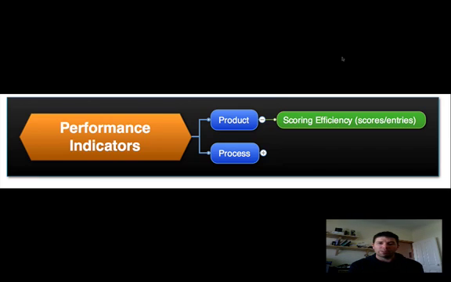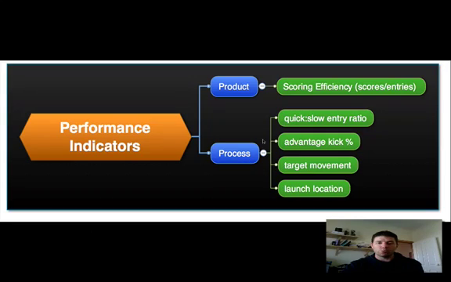So I think what's really important is what sits underneath that product indicator, scoring efficiency, which is the process. So how did your team actually go about achieving whatever this figure is? And this can then often link into more of your game style or system of play. So as it relates to attacking or forward entries, you might have some process indicators: how you went about it in terms of quick or slow entries.